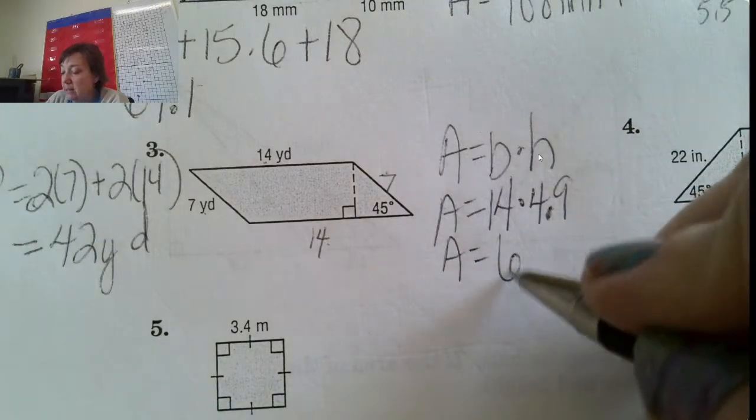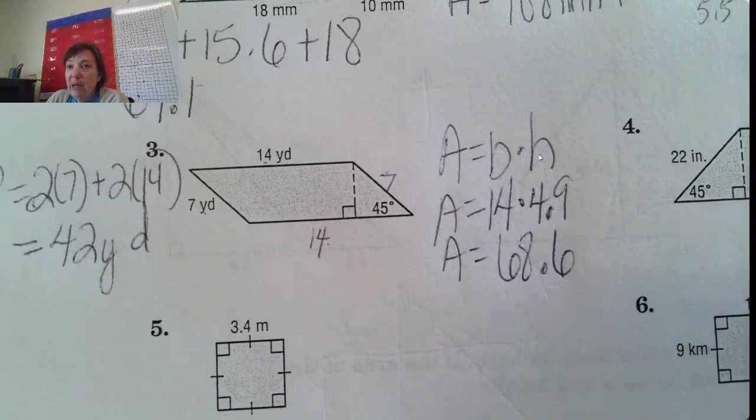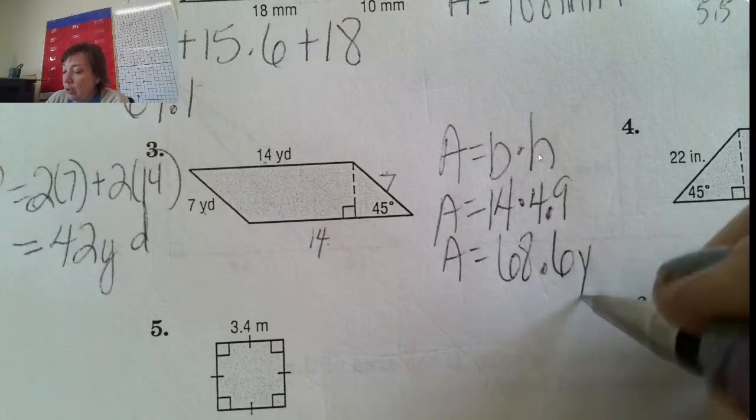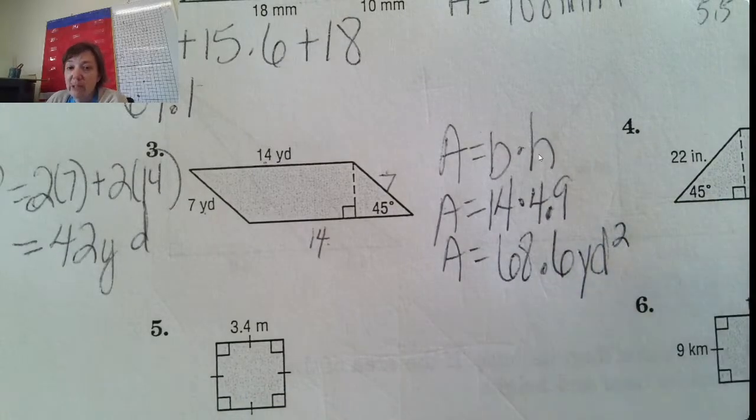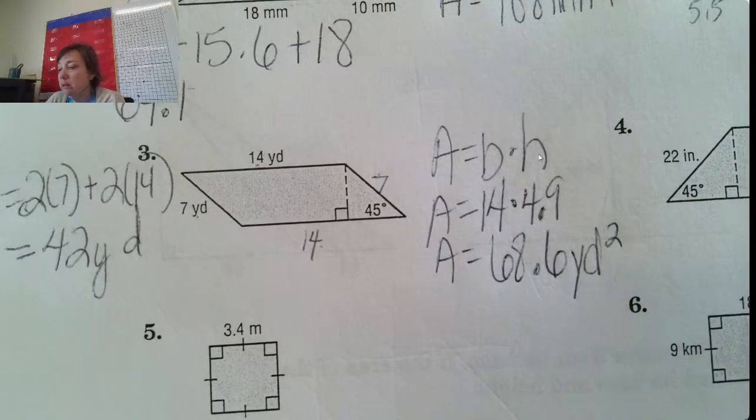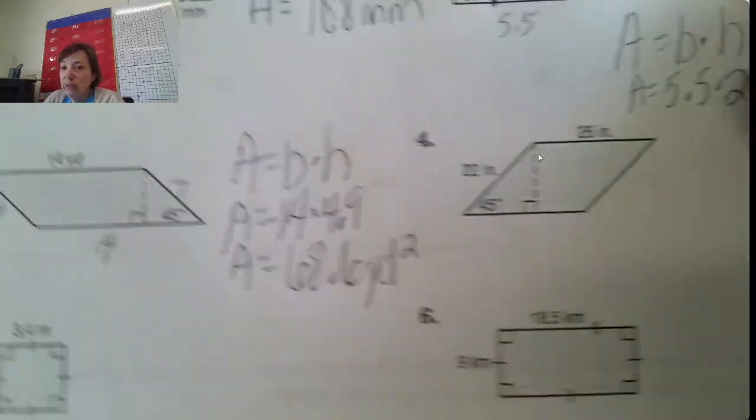68.6? Does everybody agree? And what's our unit of measurement on that? Yard squared. Remember, anytime you're dealing with area, you've got squared. Okay, so look at number 4 with me.